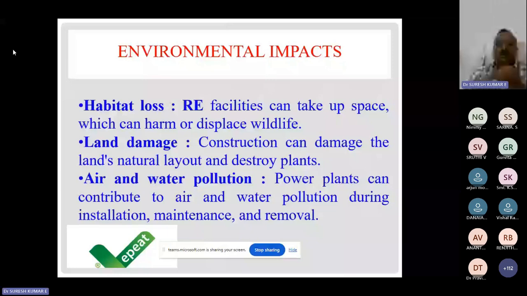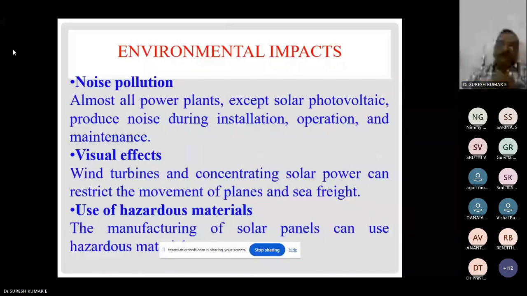Then another interesting thing is noise pollution. Almost all power plants, except solar photovoltaic, which is silent, produce noise during installation, operation, and maintenance time. I think most of you are familiar with the area Muppandal in the Kanyakumari district of Tamil Nadu, where you can see large windmills, wind farms. If you go very close to that, you can feel the noise production.